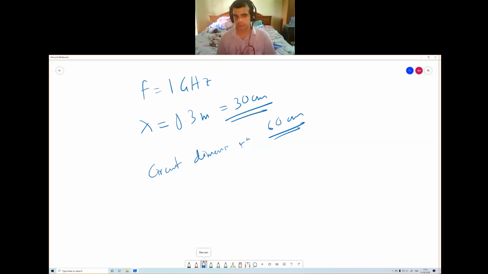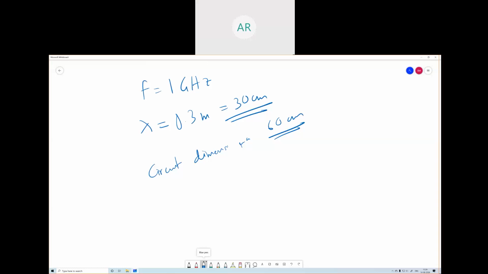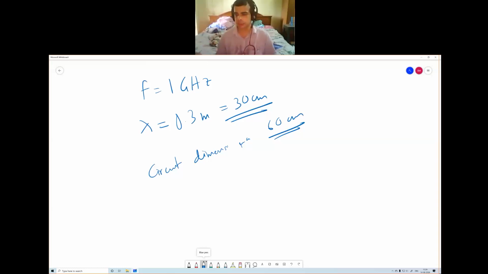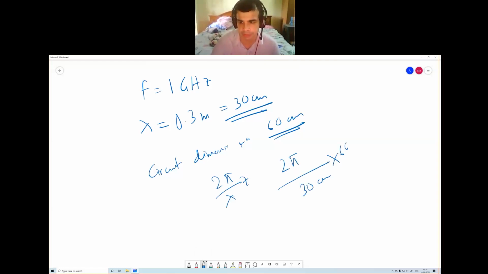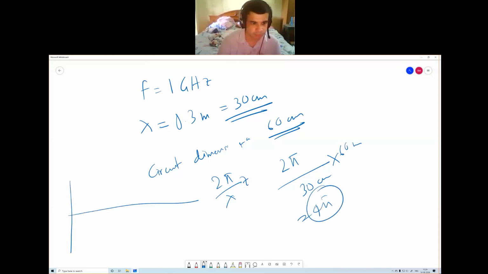Correct? When f is 1 gigahertz, now lambda is no longer much larger compared to the circuit dimensions. And 2 pi by lambda times z would be 2 pi times 60 centimeters over 30 centimeters. So that is 4 pi. You can understand, so for a given instant of time, there would be 2 cycles in z.